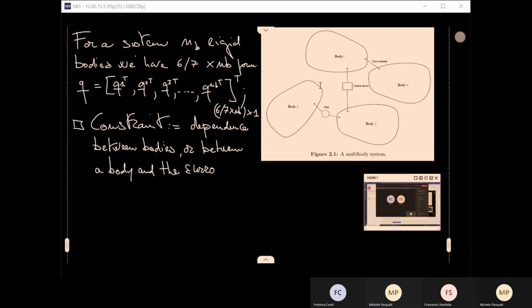Because this is a column vector, the transpose is a row vector. So these are all row vectors, and this has to be a column vector. So that's what the transpose is for. Okay.